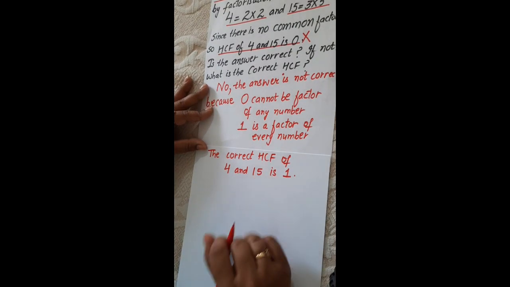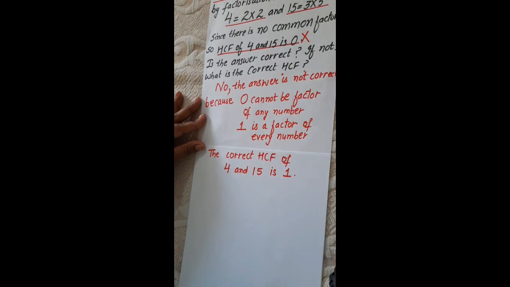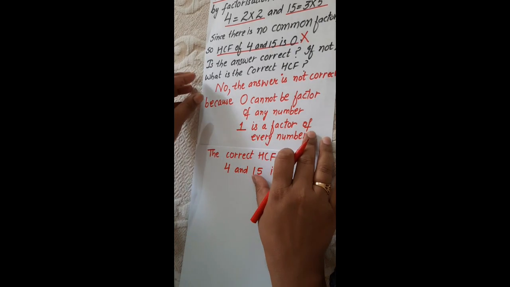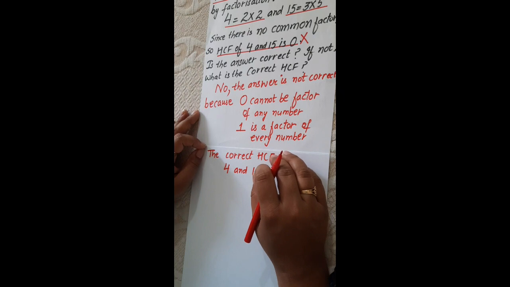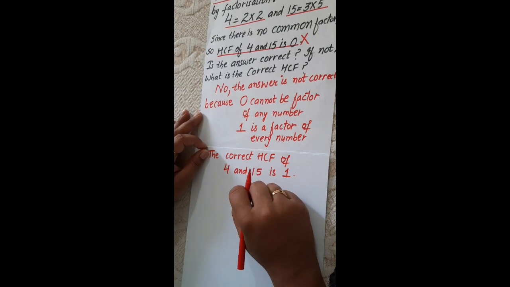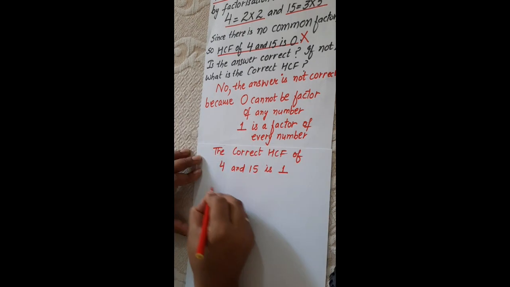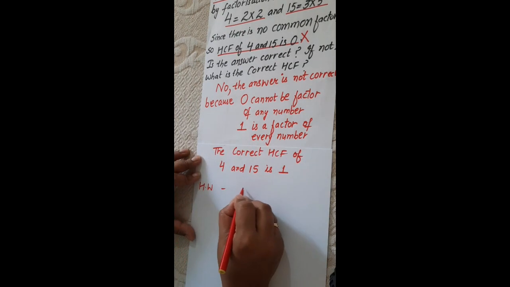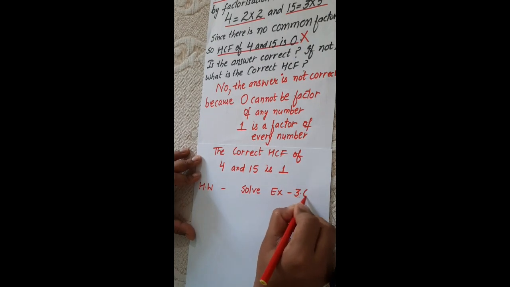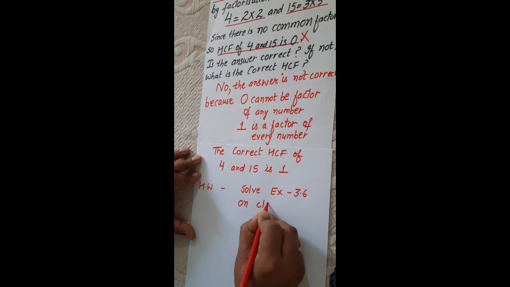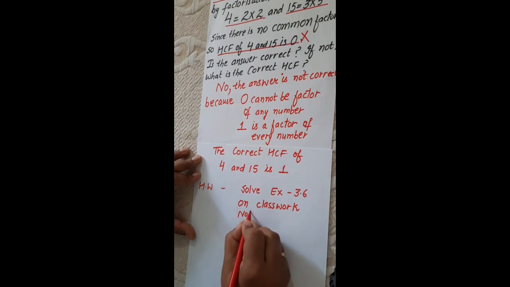So this is your question number 3. With this, we complete our exercise. In the whole exercise, we did the questions related to the highest common factor. Students, your homework is you have to solve the remaining parts of the exercise also. Now your homework is solve exercise 3.6 on classwork notebook.